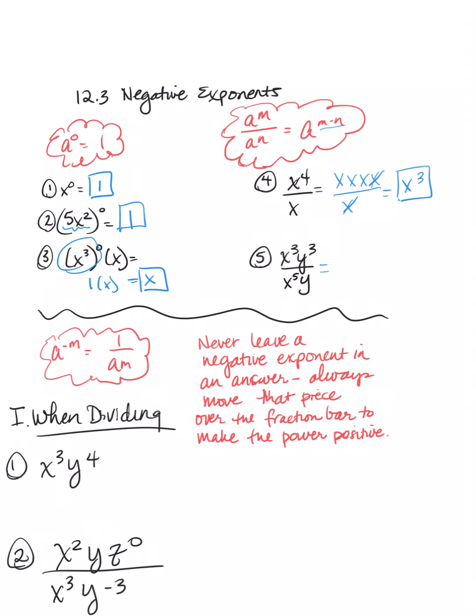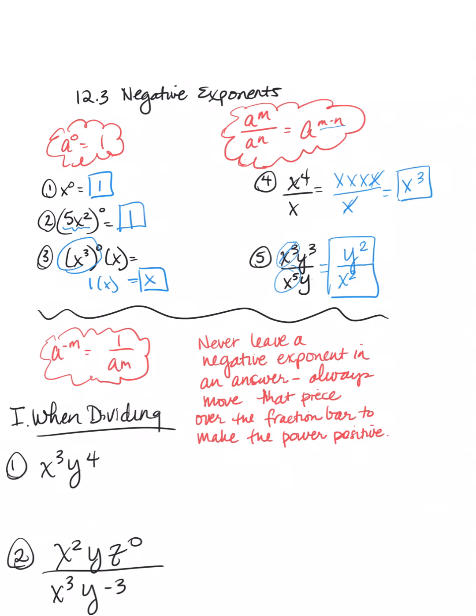All right, so if I cancel, look at my x's. There's 3 on top, 5 on bottom. So if I take 3 from the bottom, I'm going to have 2 left on bottom, none on top. The y's, I have 3 on top, 1 on bottom. So if I cancel, I have 2 left on top. So I want to leave it just like that.